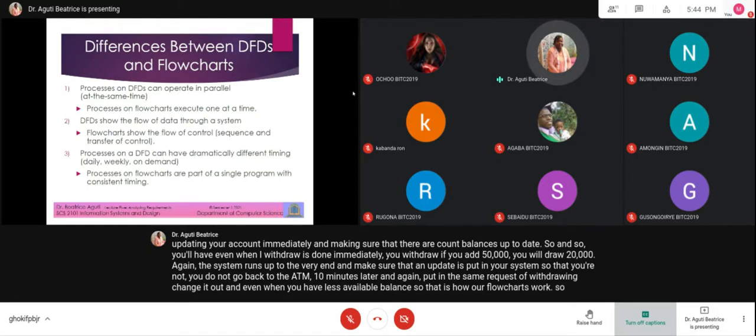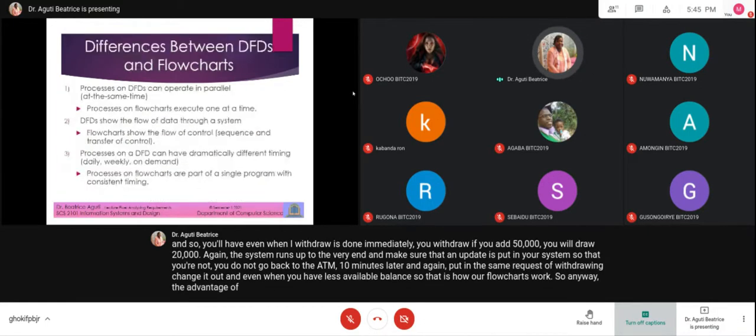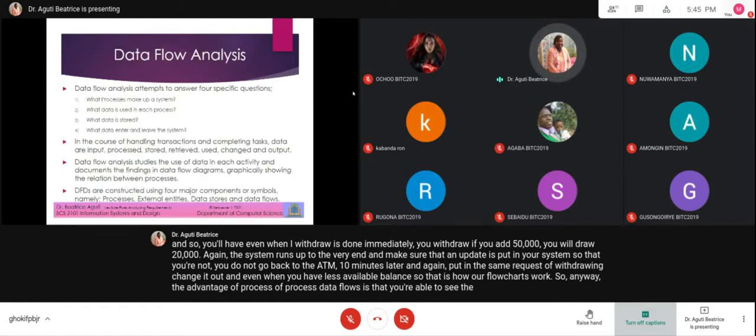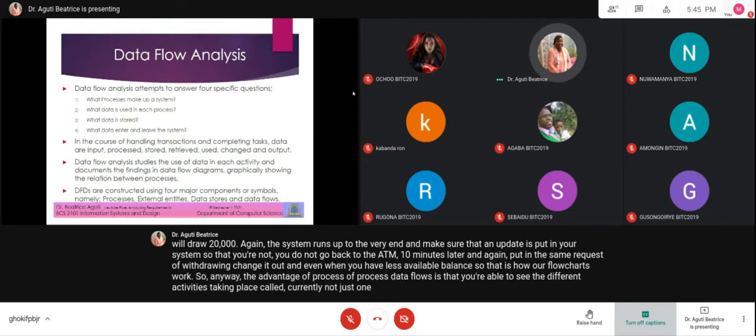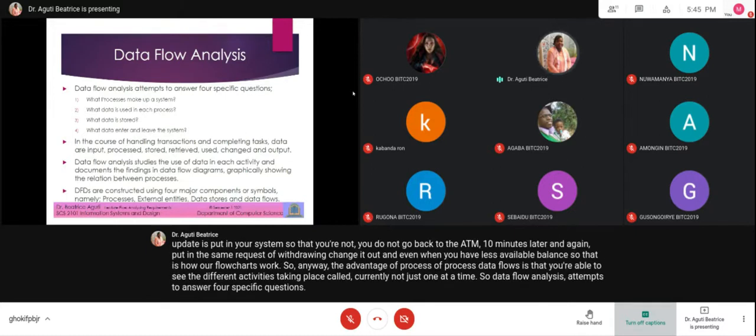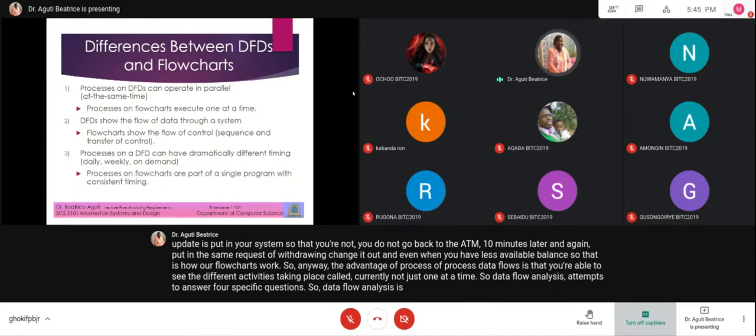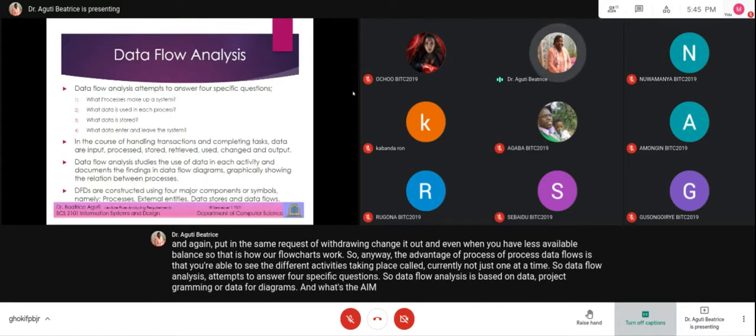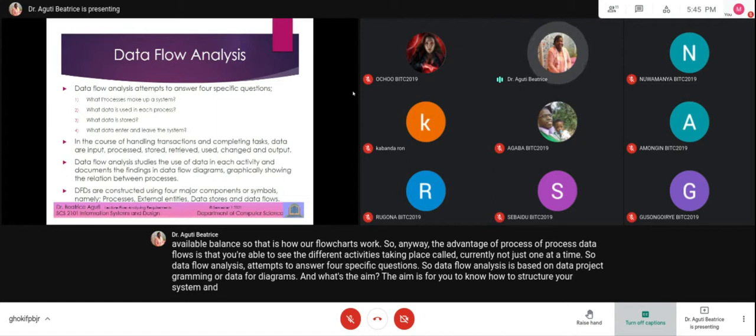So anyway, the advantage of process data flows is that you're able to see the different activities taking place concurrently, not just one at a time. So data flow analysis attempts to answer four specific questions. Data flow analysis is based on data flow diagramming or data flow diagrams. And what's the aim? The aim is for you to know how to structure your system. And in order to structure your system, you need to answer four basic questions.